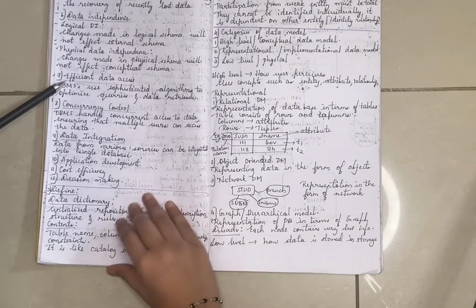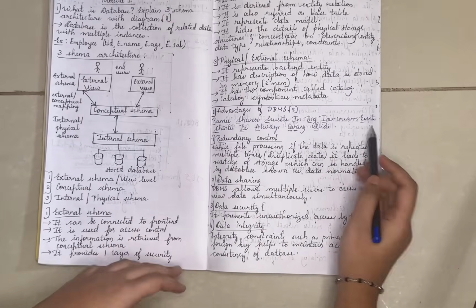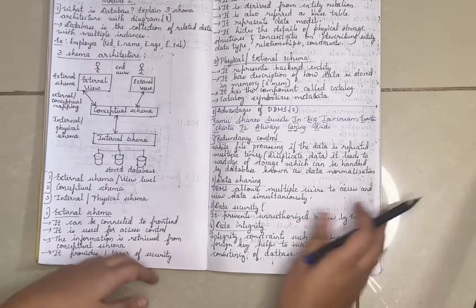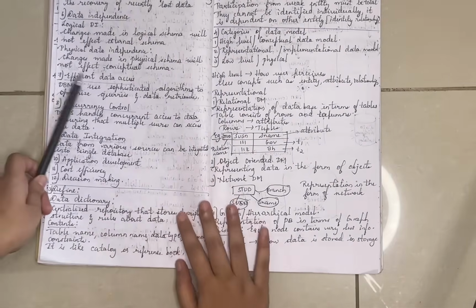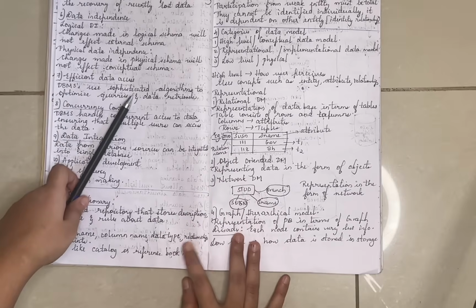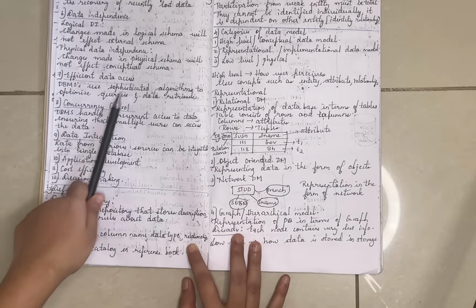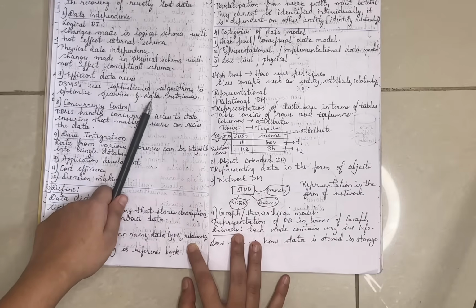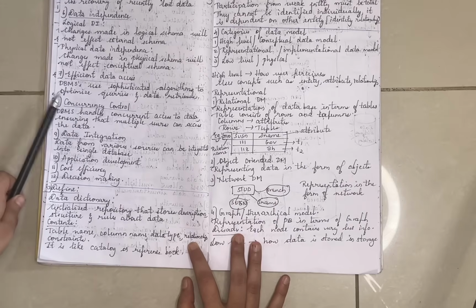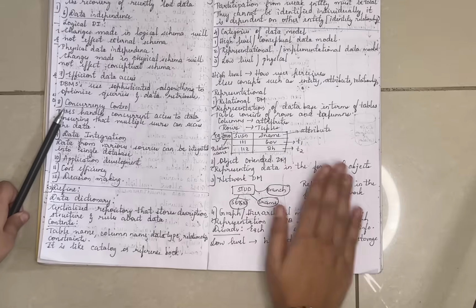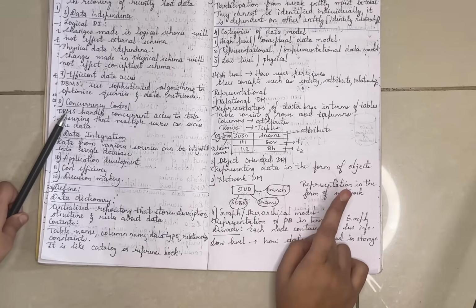Okay, then seventh one, for that again you will see events. Events means efficiency. E stands for efficiency, so efficient data access. So we have queries, right? Through queries we can easily retrieve the data. Then concurrency control, you know what is concurrency control, right? Two things getting executed at the same time.